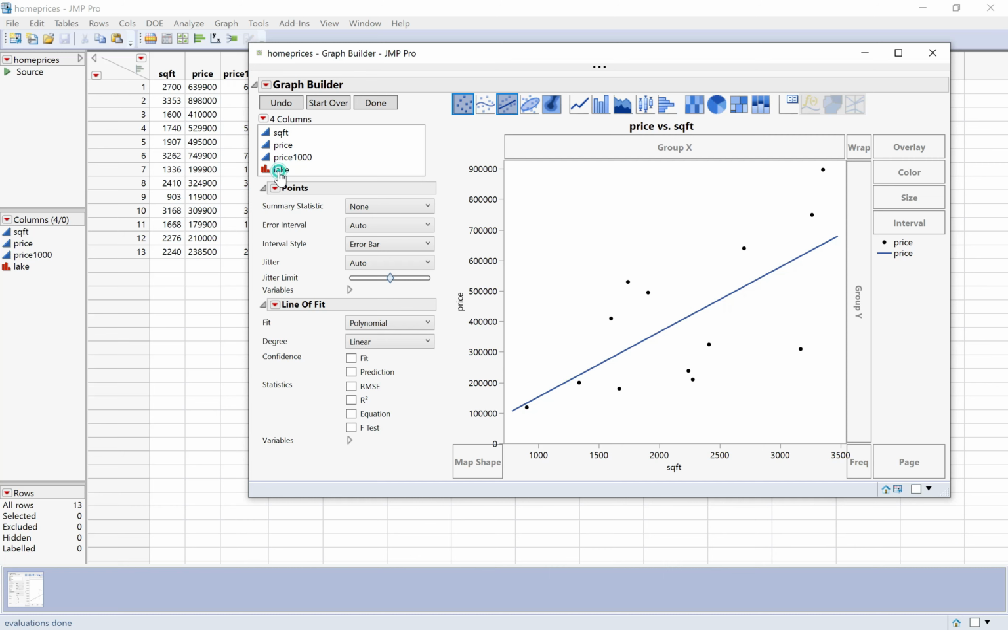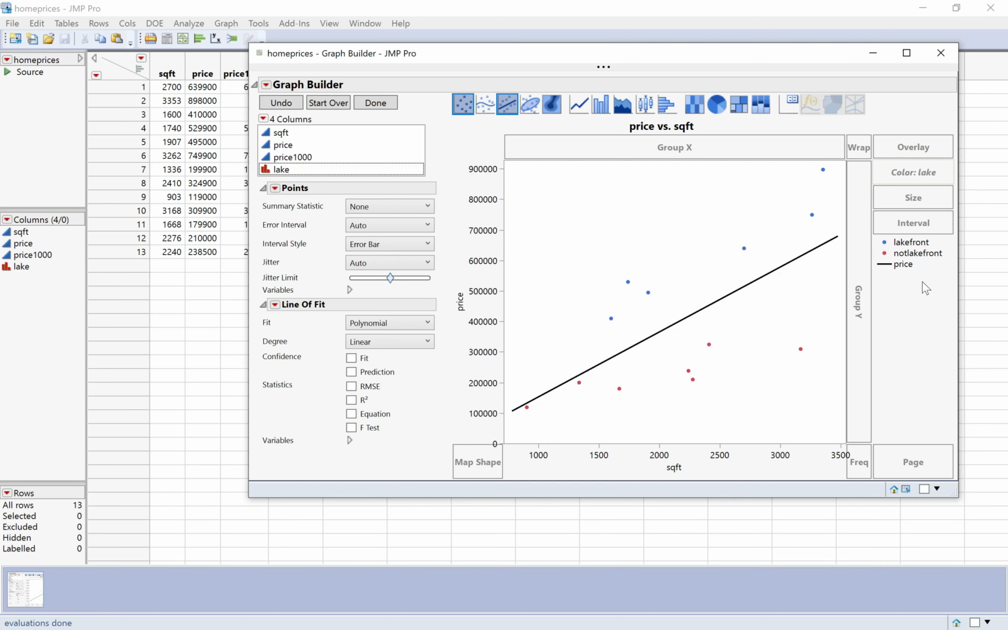There's another variable in this data set called lake, which records whether the house is on the lakefront or not. So I'm going to color the points by lake. I'll put that in the color box. And what I notice is that all of the lakefront houses are above the line and all of the non-lakefront houses are below the line. So that means that this model is systematically underestimating the price for lakefront houses and overestimating the price for non-lakefront houses. So we definitely want to take location, whether it's on the lakefront or not, into account in our model.